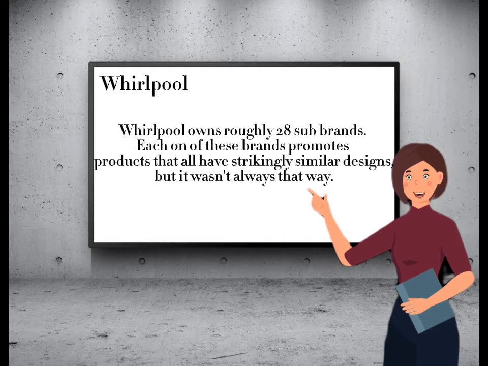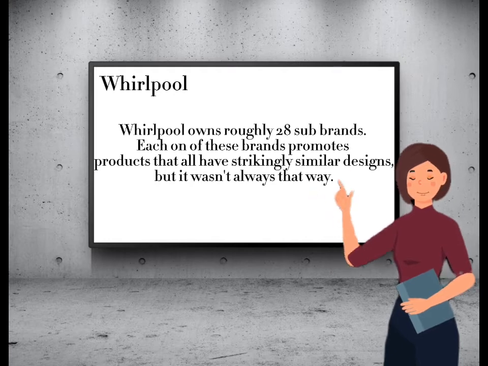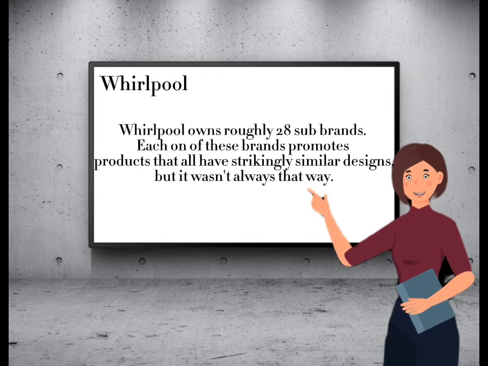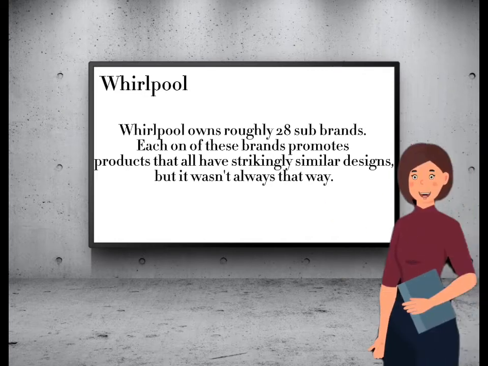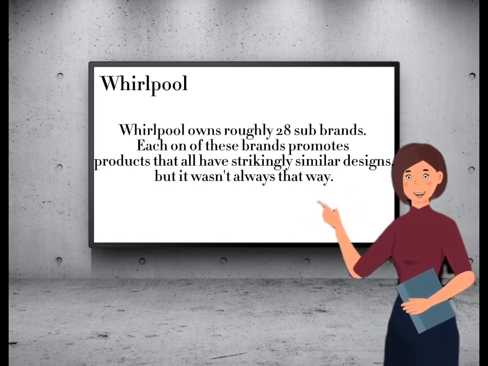Whirlpool. Around the world, Whirlpool owns roughly 28 sub-brands. Each one of these brands promotes products that all have strikingly similar designs, but it wasn't always that way. As we know it now, Whirlpool is probably the biggest supplier of household appliances. It and its sub-brands, like KitchenAid, make just about any appliance you could think of and probably some that you can't.